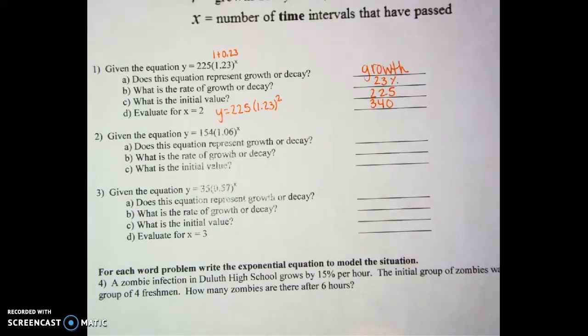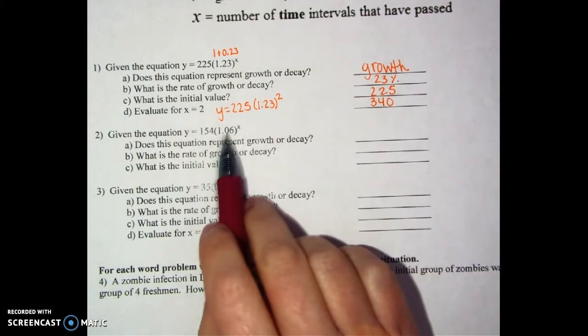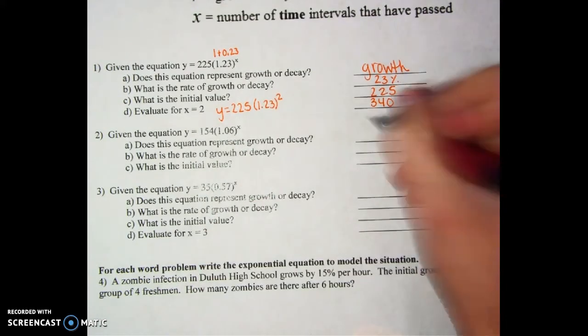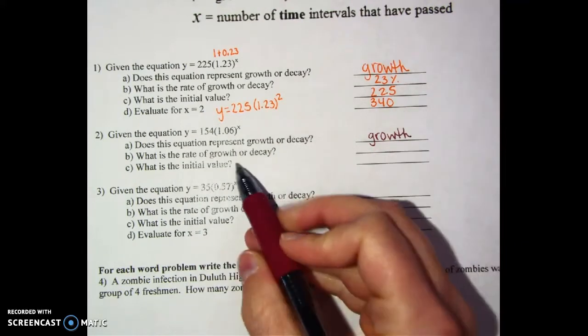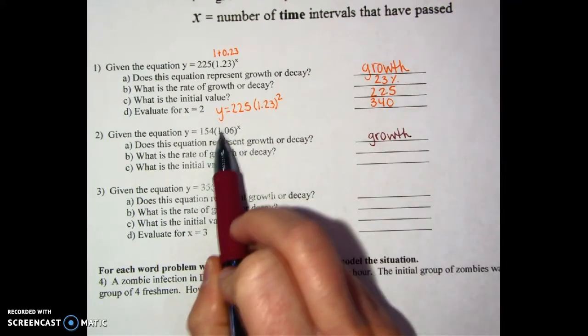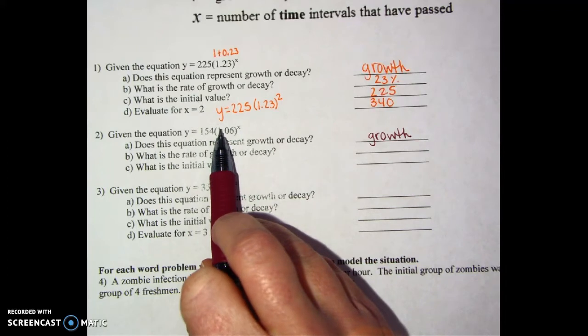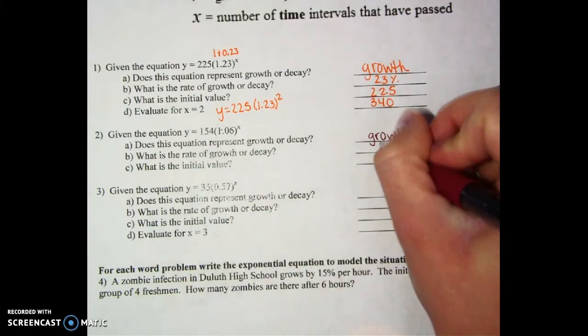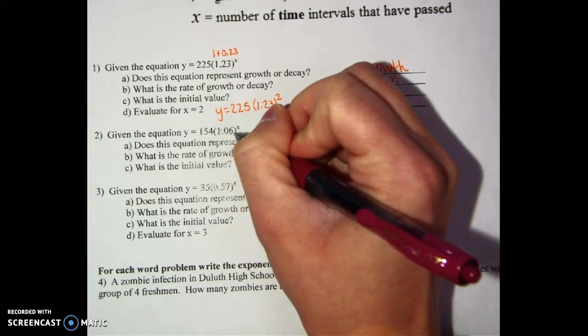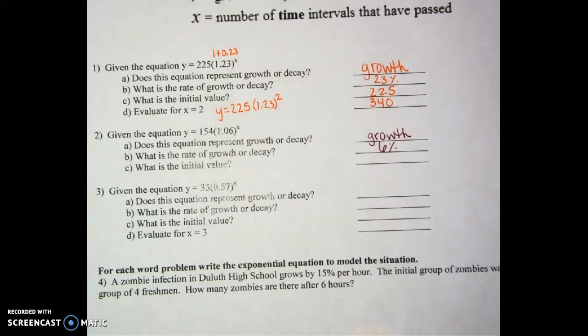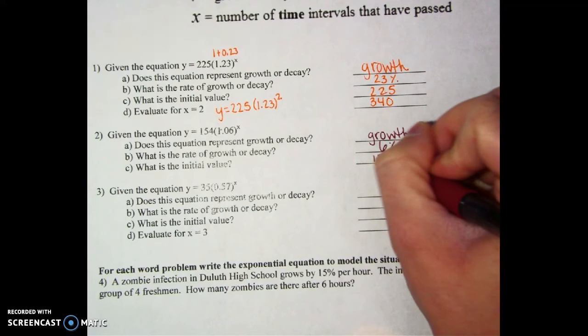Does this represent growth or decay? Is that number above or below 1? 1.06 is above 1, so this one is also growth. What is the rate of growth or decay? Take out that 1 and you have a 0.06, which is really 6%. You can get that by either moving the decimal place over 2 places to the right or multiplying it by 100. And what's the initial value? 154.